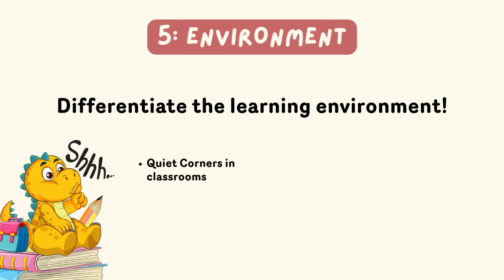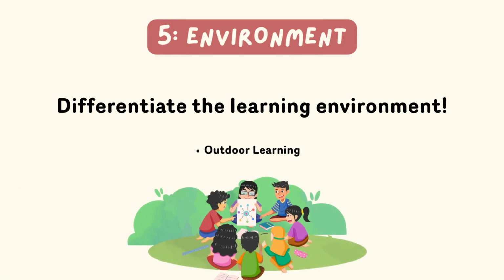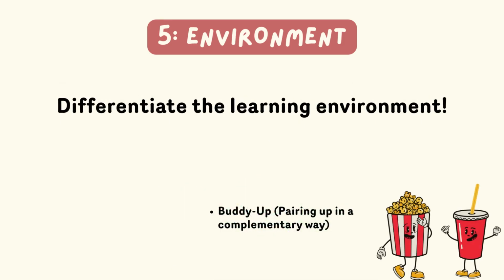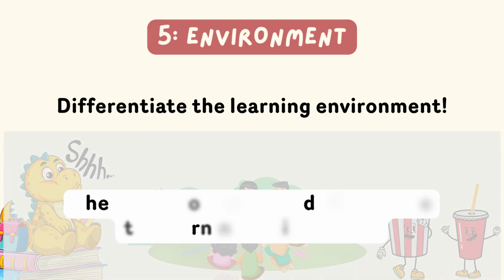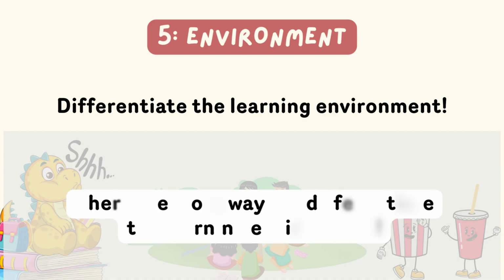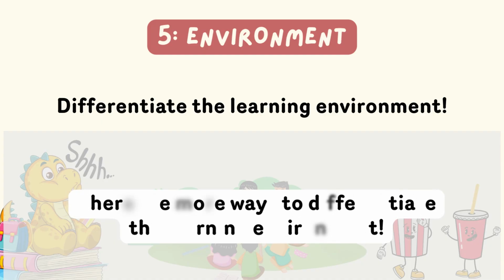Finally, the environment. Where are the students learning? Do they prefer studying in quiet corners in a classroom? Or would they prefer an outdoor setting? Or would they prefer to buddy up or work in small groups where they can interact with peers? By creating flexible learning spaces and giving students some choices in how and where they learn, we support their individual needs while keeping the focus on the same learning goal.